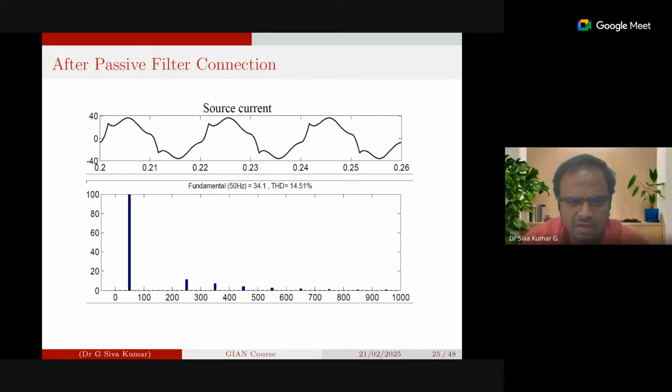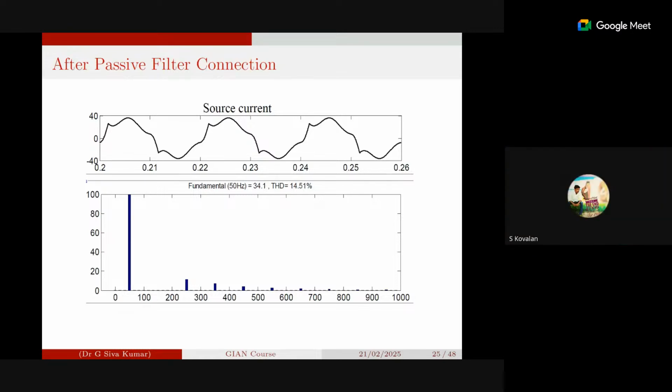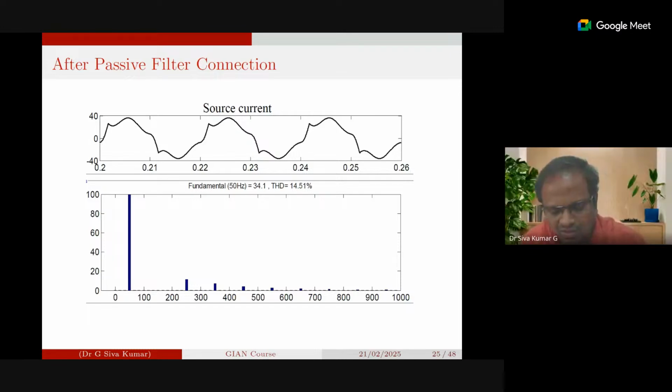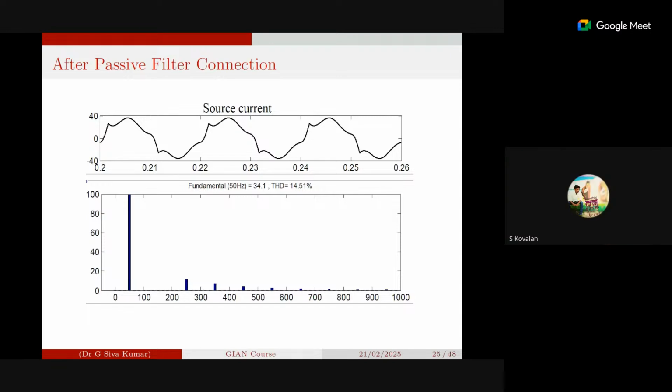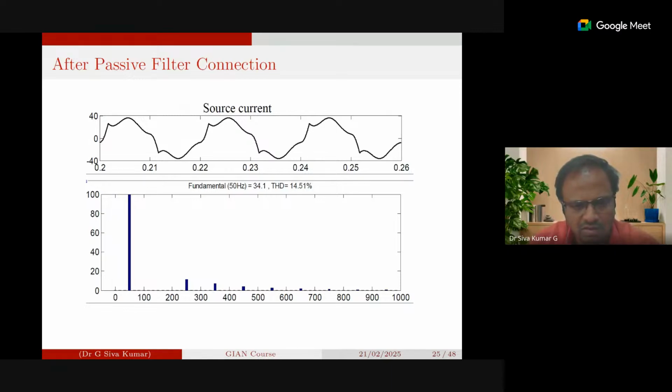Impedance angle, I didn't understand what you mean by impedance angle. No, sir, I understand that the passive filter also has an angle. Correct. At that time the impedance values will go very high. He is asking about the impedance at the resonance point. When we add the passive filter, at some point resonance will occur. See, I don't know how the impedance angle is going to affect.